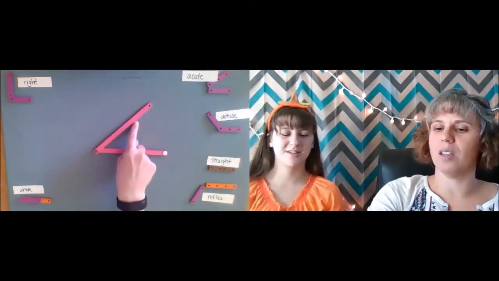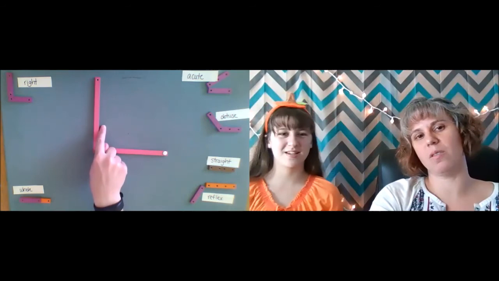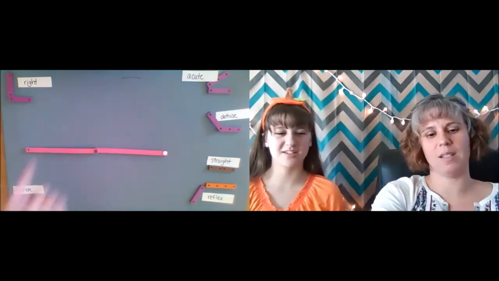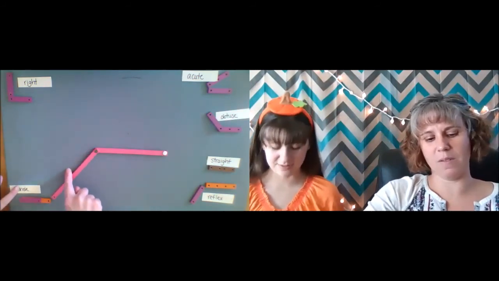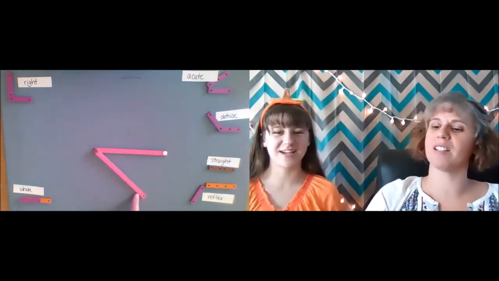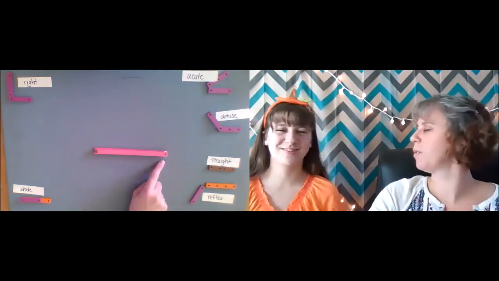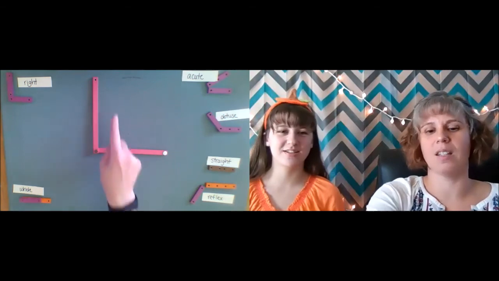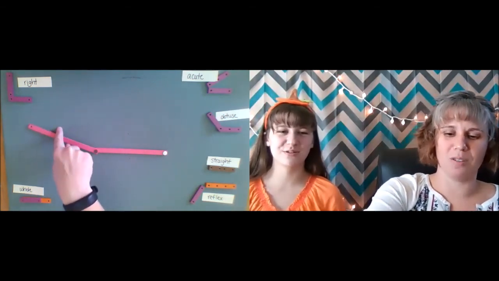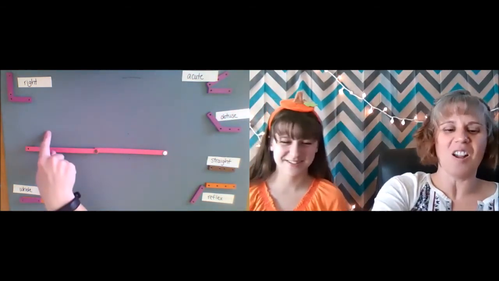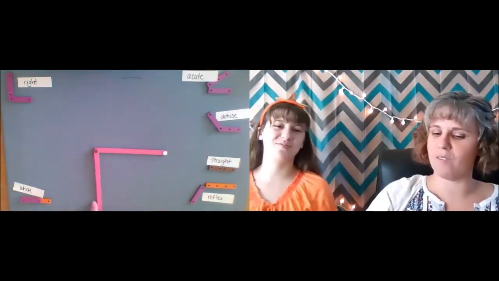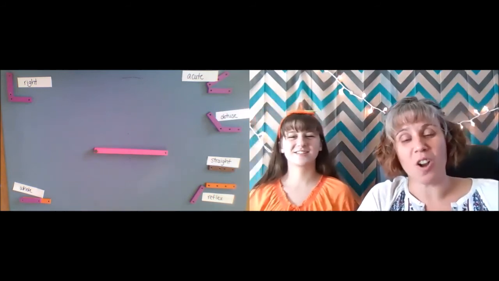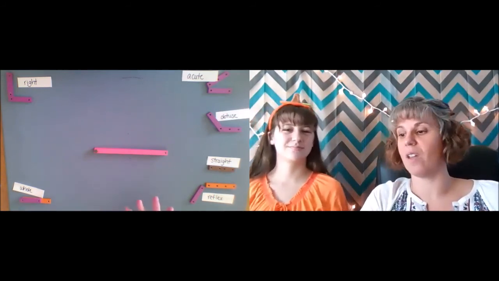Acute, acute, acute, acute, right. Obtuse, obtuse, obtuse, obtuse, straight. Reflex, reflex, reflex, reflex, reflex, reflex, reflex, whole. Acute, acute, acute, acute, right. Obtuse, obtuse, obtuse, obtuse, straight. Reflex, reflex, reflex, reflex, reflex, reflex, whole. Those are all the different types of angles.